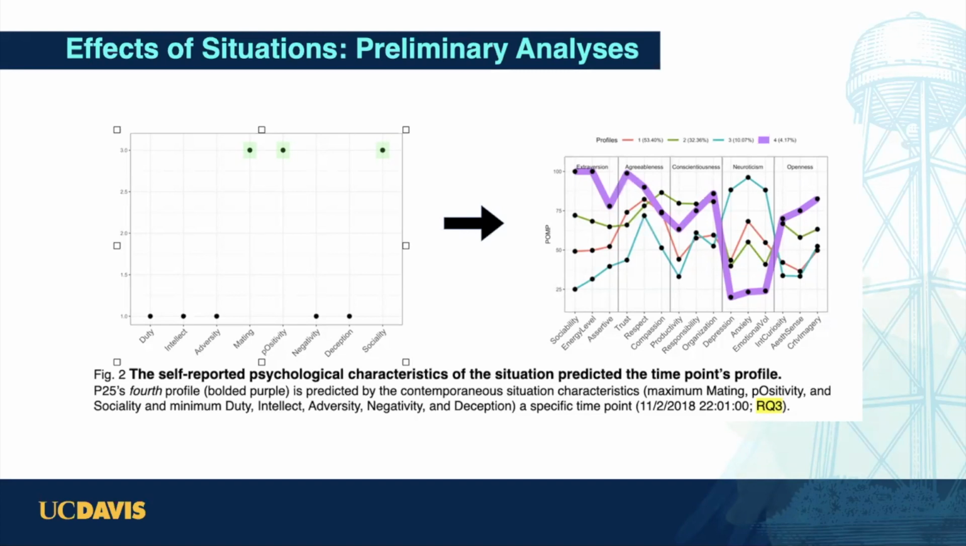This is the same time point, a participant who endorsed high mating, positivity, and sociality. That was the same time point that was classified as this purple line. And at least from a glance, you could see relatively high extraversion, agreeableness, conscientiousness, and openness, and low neuroticism. And so this is a potential empirical and theoretical reason for these different profiles.